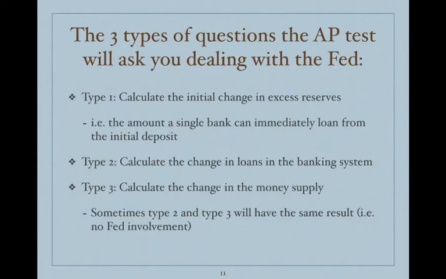Now when we get to Fed questions, it's a little bit different. They flip step 2 and step 3 around on us. But again, if they ask us a question with the Fed, they're going to ask us to calculate the maximum initial change in excess reserves, calculate the change in loans in the banking system, and calculate the change to the money supply. We won't see it often, but we'll talk about it more in class. Sometimes steps 2 and 3 will have the same result if the Fed does not get involved, which means they decide not to do any buying or selling of bonds.